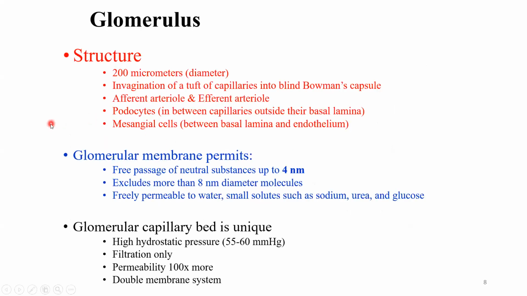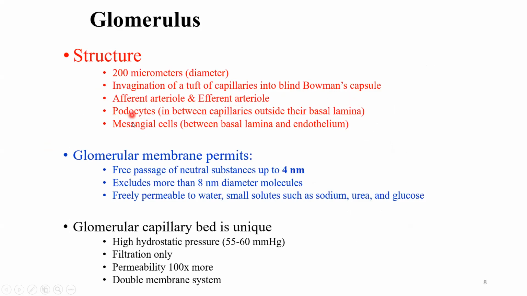Now, this is important in the sense that it comes as a university question: how is the glomerulus different from the other capillaries? We'll talk about that, but first, let's just look at the structure. This is the approximate diameter, 200 micrometers. It's an invagination of capillaries within the Bowman capsule. Its two ends are the afferent arteriole and efferent arteriole, as we've mentioned.